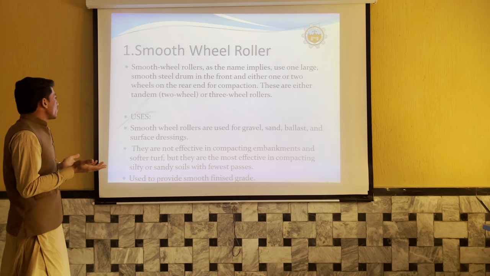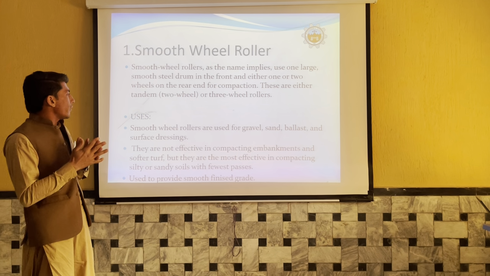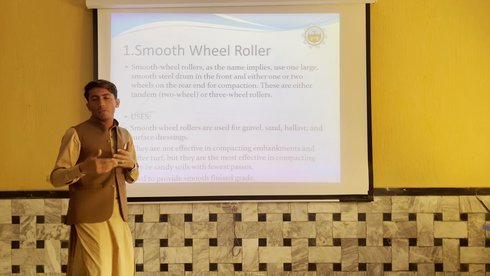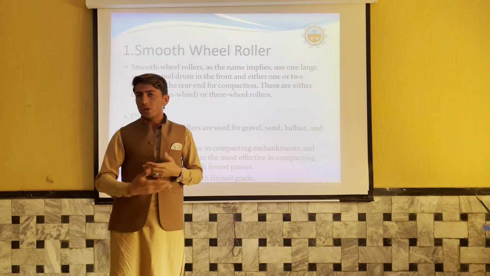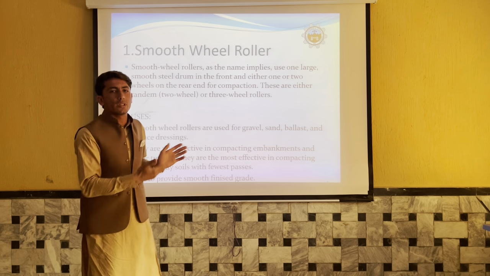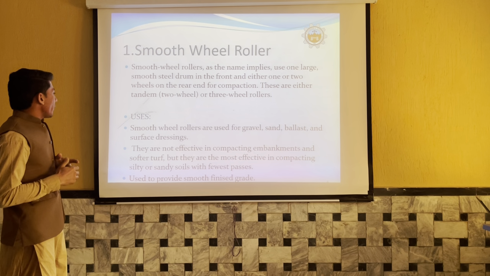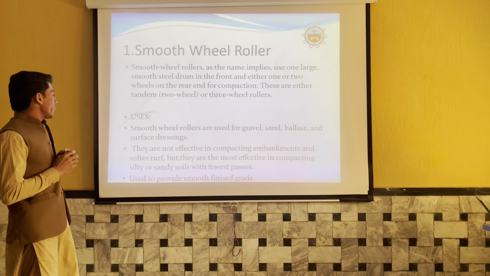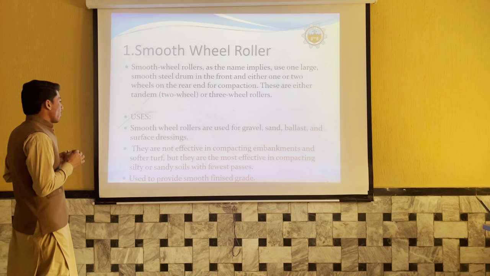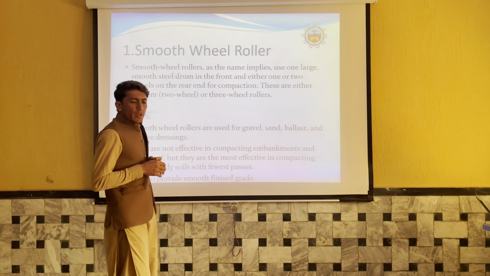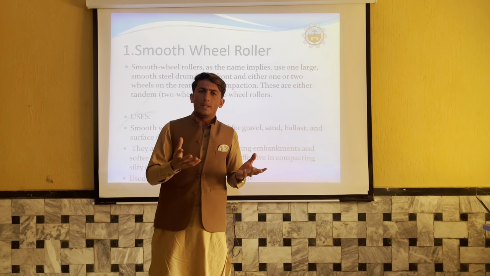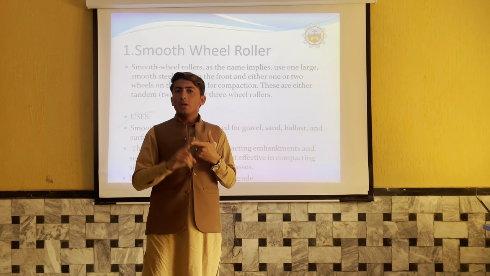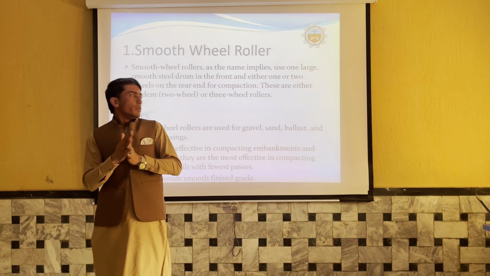Where do we use this one? Smooth wheel rollers are used for gravel, sandy soil, grass and surface dressing. Mostly we use them when we want to finish the road surface. They are not effective in compacting softer rock, but they are most effective in compacting sandy soils with the fewest passes. We have different types of soils, so this type of roller is used where silty or sandy soils are present.